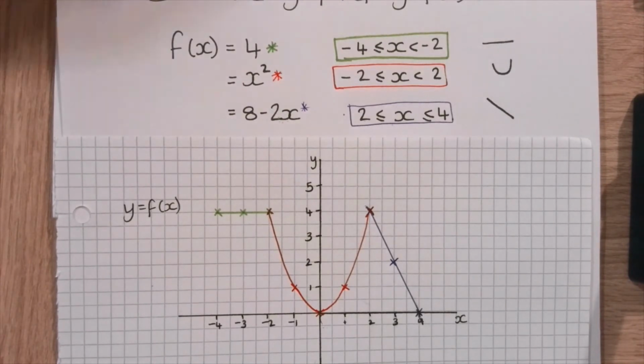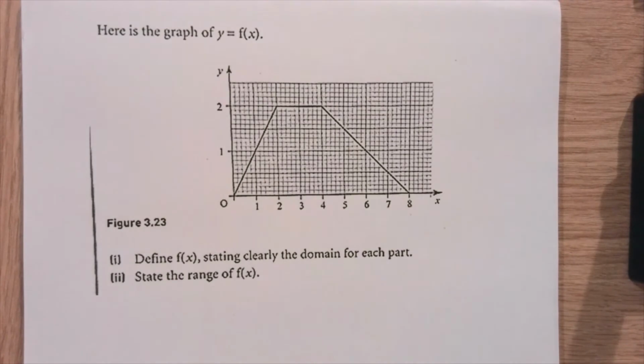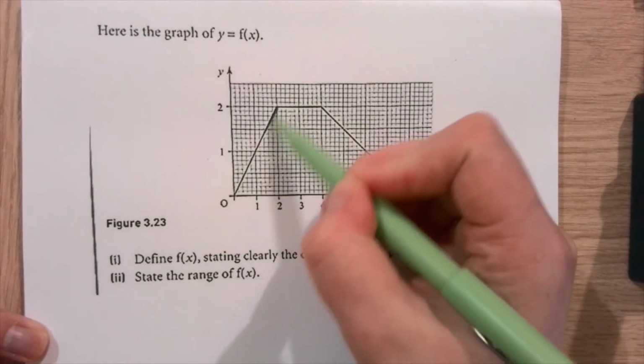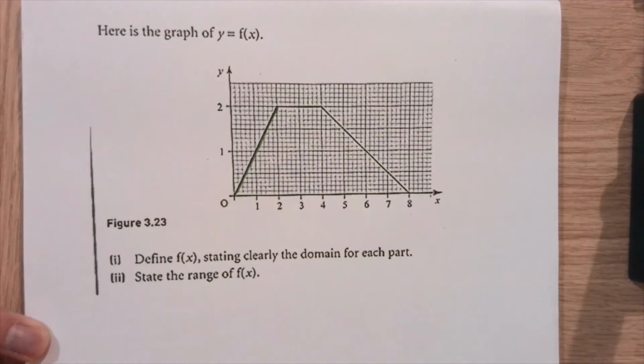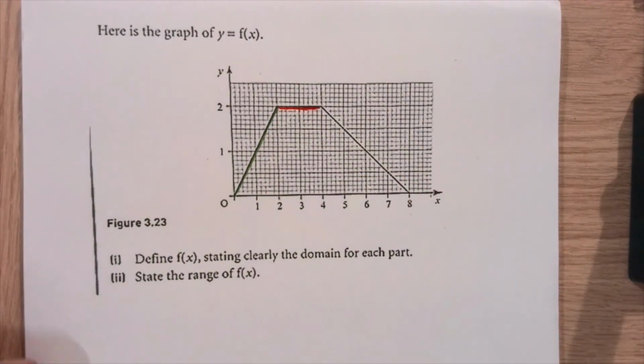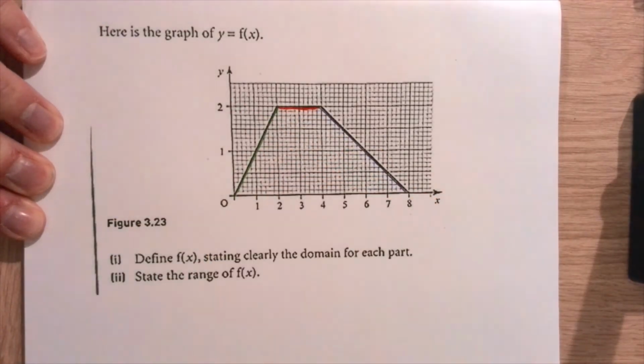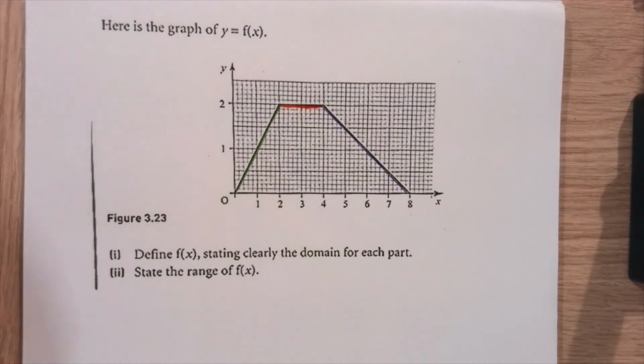The other side of the question that you could potentially have, move that out of the way, is this question where you have got, here is the graph y equals f of x. Define f of x, stating clearly the domain for each part. So I've effectively got 3 different sections. I've got this linear section here. I have got this straight line part here. And that purple again. I have got that part there. So there are 3 separate parts to my graph of y equals f of x.